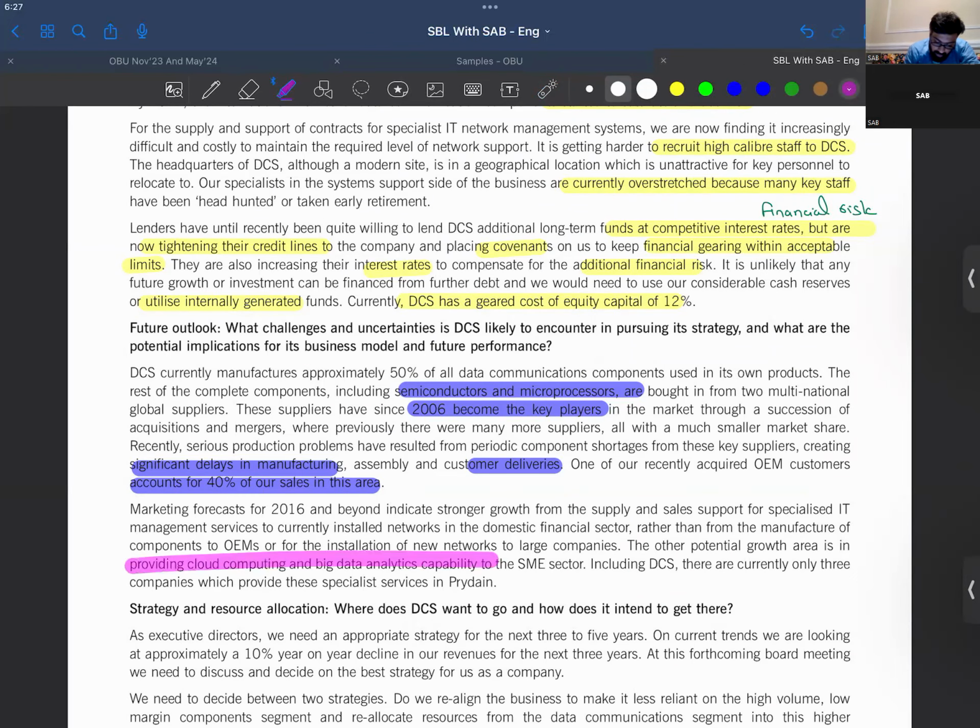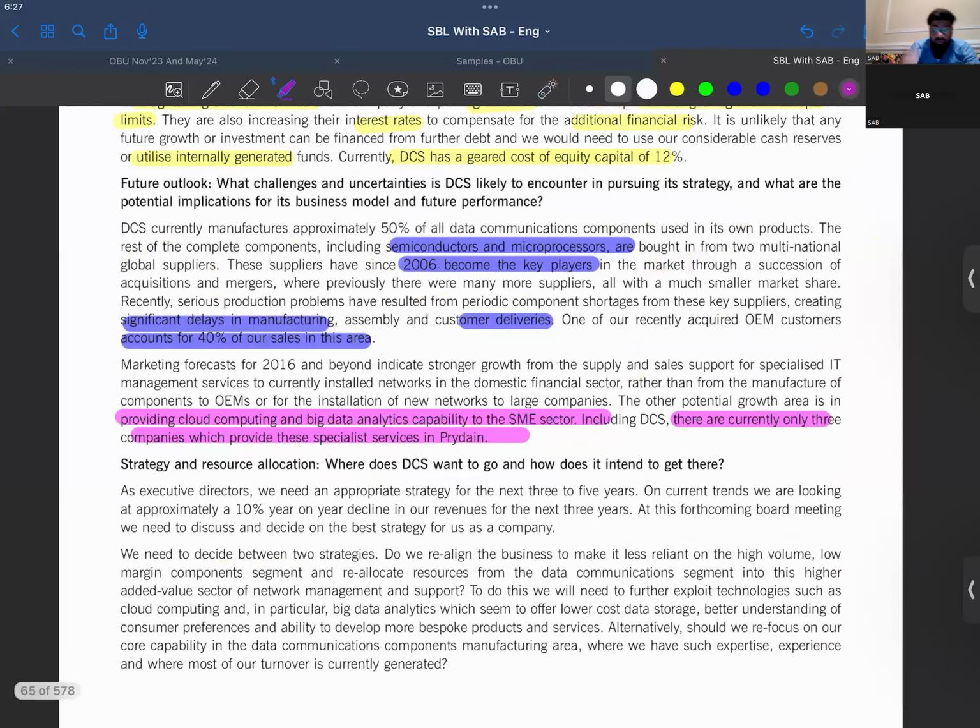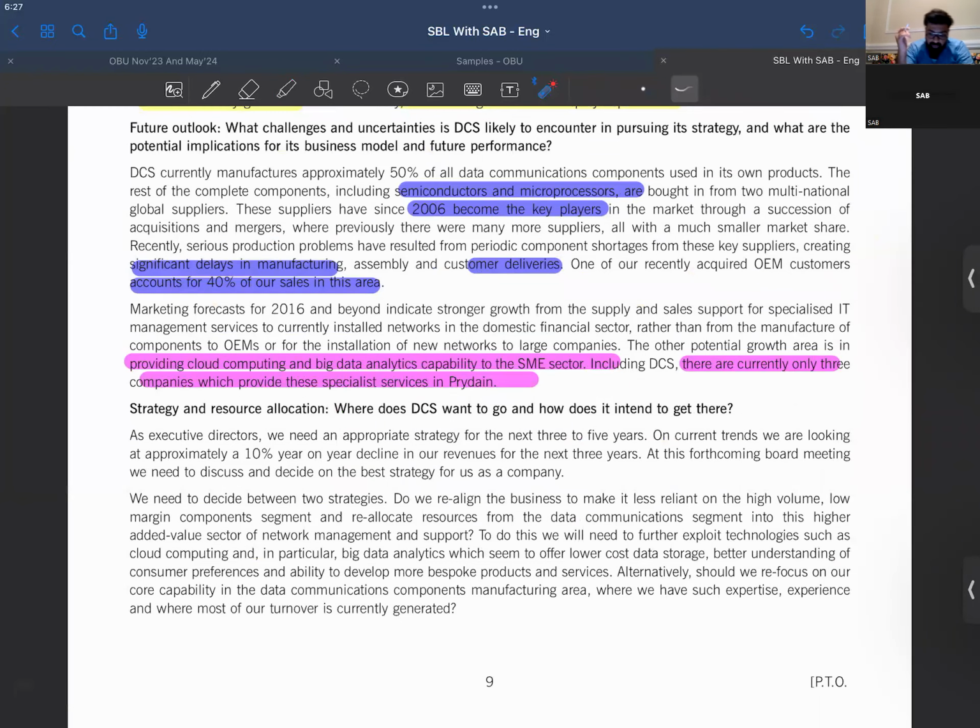I colored with that requirement, but that seems to be more general. As ED, we need an appropriate strategy for 3 to 5 years. Our current trends show approximately a 10% year-on-year decline in our revenues for the next 3 years. At the forthcoming board meeting, we need to discuss and decide on the best strategy.